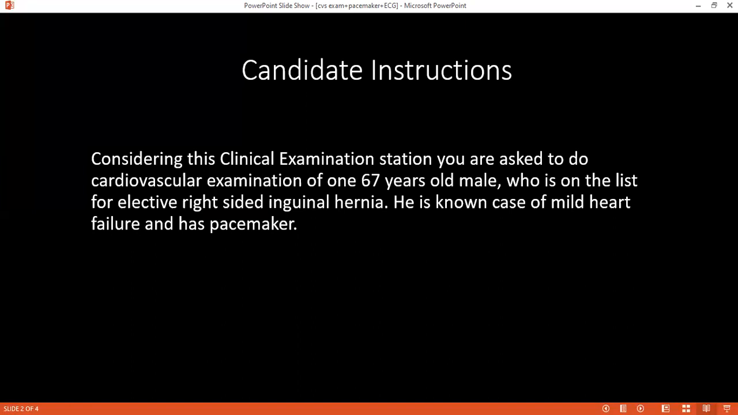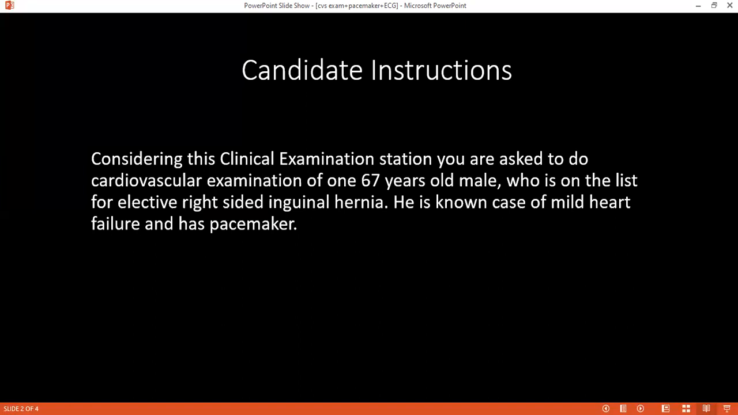Then I will look for any peripheral cyanosis also. Then I will look for also any tar staining. Then I will do the palpation. I will assess the temperature. I will compare both sides. Then I will check the capillary refill time.